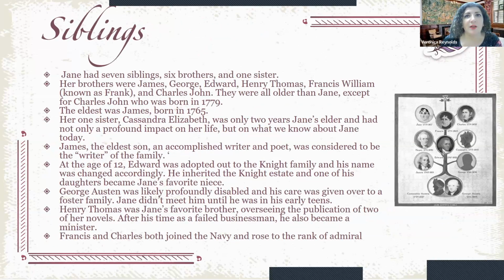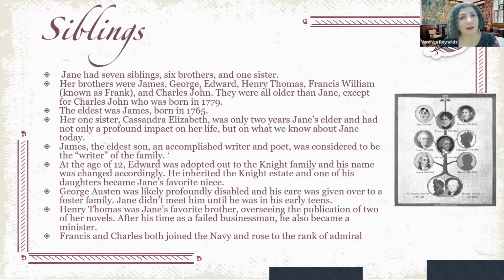Jane's siblings, so you can see our sibling tree over there, their little family tree. Those are all as many drawings, or, well, none of them are photos, but as many artistic renderings as we have of this family. Jane had 7 siblings, 6 brothers and 1 sister, and her brothers were, I love this, like a recitation of common British names: James, George, Edward, Henry Thomas, Francis William, also known as Frank, and Charles John. They were all older than Jane, except for Charles John, who's born in 1779. The oldest is James, born in 1765.